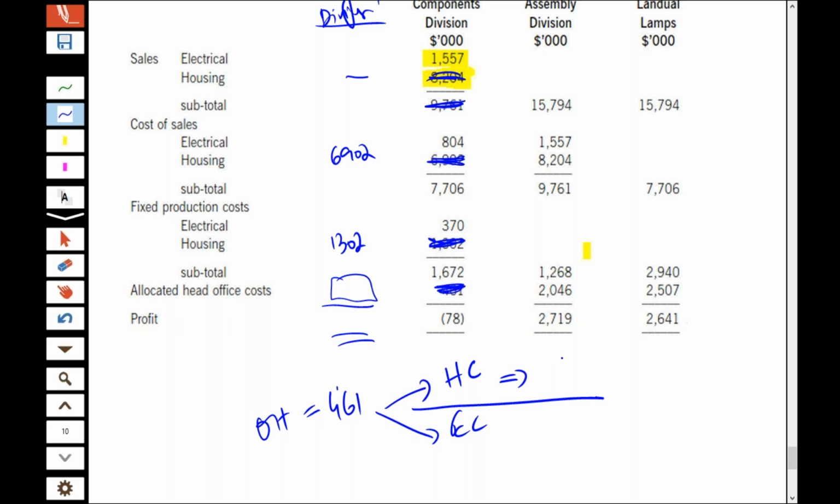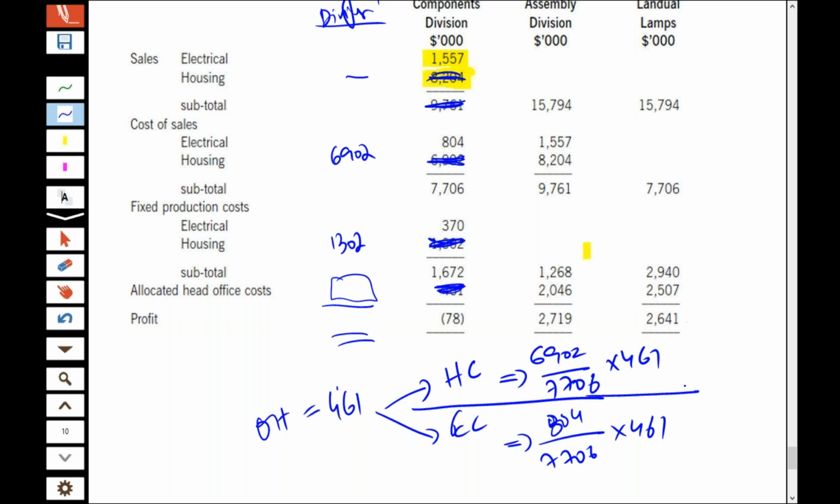The housing component is going to be what? The cost of sale is 6902 upon 7706 multiplied by 461. For the electrical component, it's going to be 804 divided by 7706 multiplied by 461. You would say, why exactly are you doing it? We are doing it because we are being told that it has to be allocated on the basis of relative cost of sales.